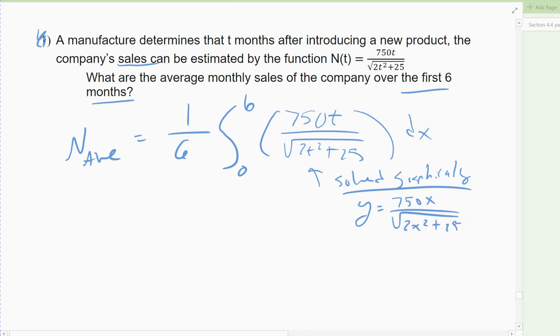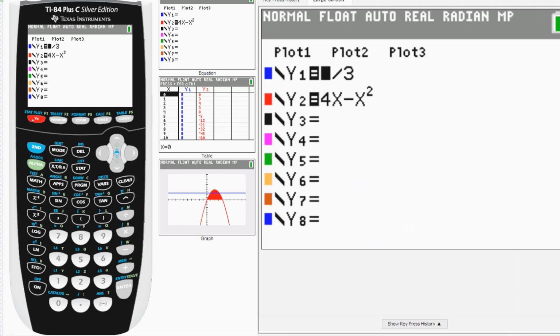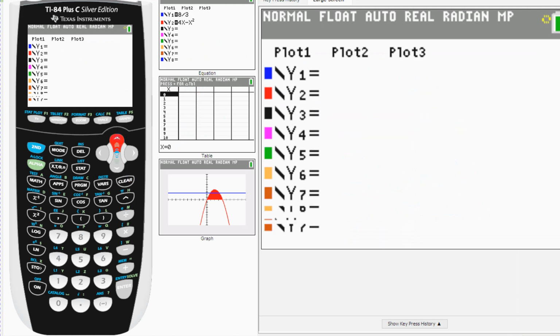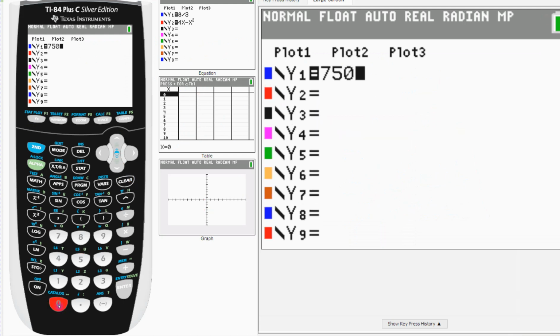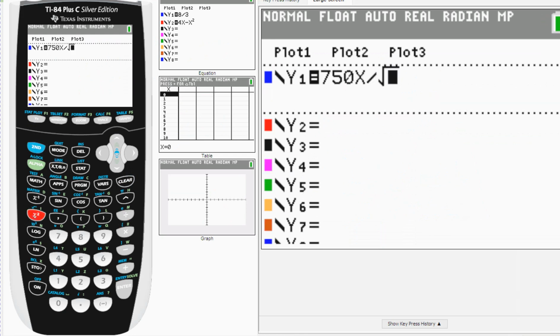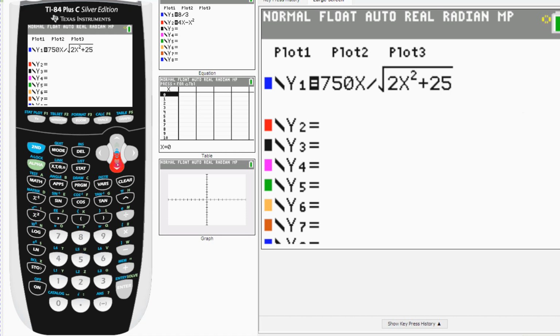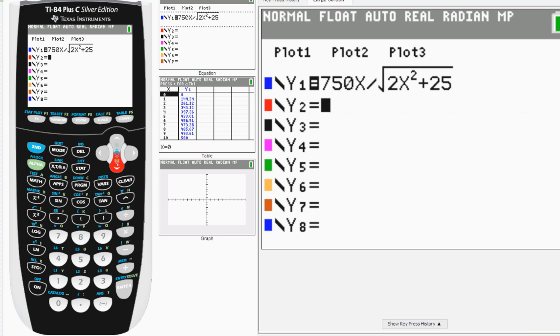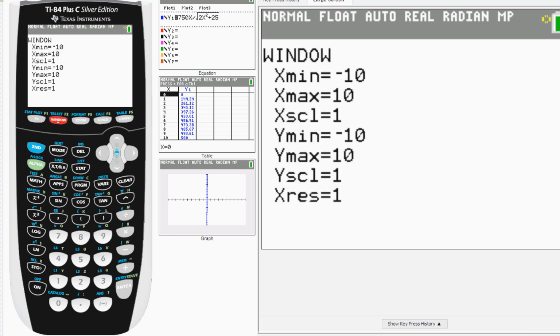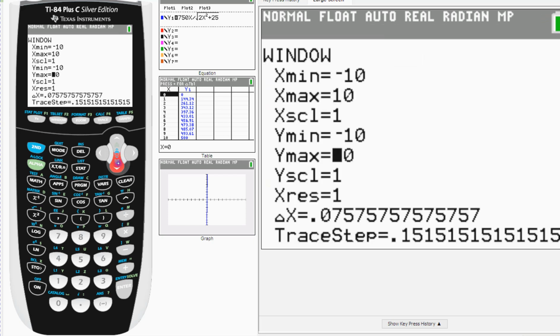So again, we plug that into the graphing calculator. I've got to clear out what I have in here. And so we carefully plug that in. So 750x divided by the square root of 2x squared plus 25. All right, 0 to 6 means I don't have to change my x values, but I might want to change my y values. If I look at my table, it's a nice thing about this that I can see my table. It looks like my y goes up to like 500, so I'm going to go to my window here. I'm going to leave everything at 10 and negative 10. I'm just going to change this y value to 500.